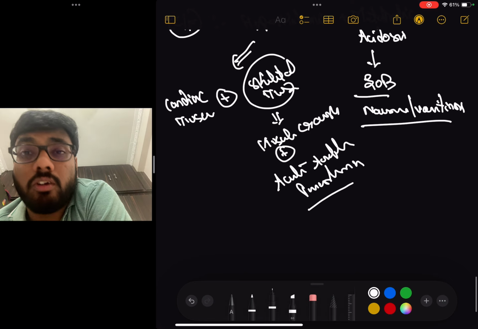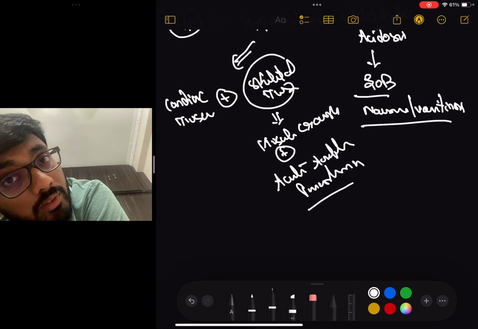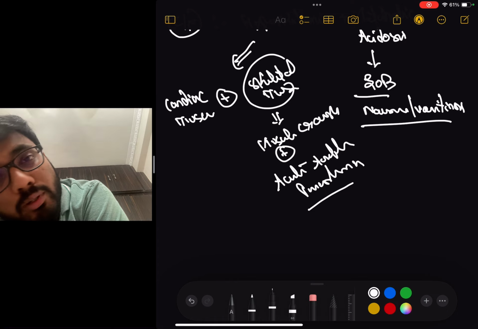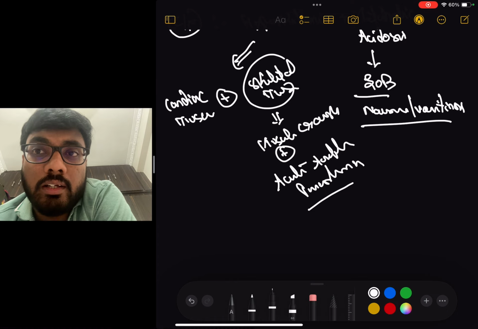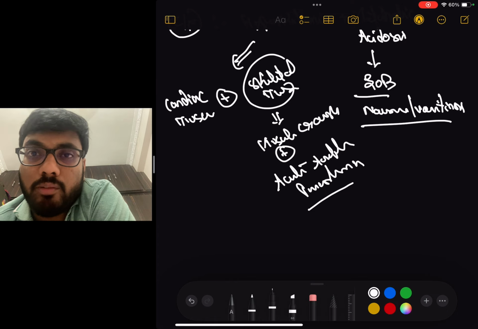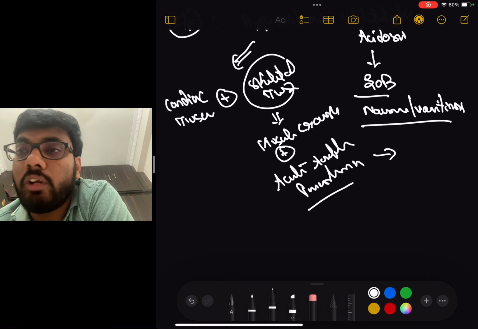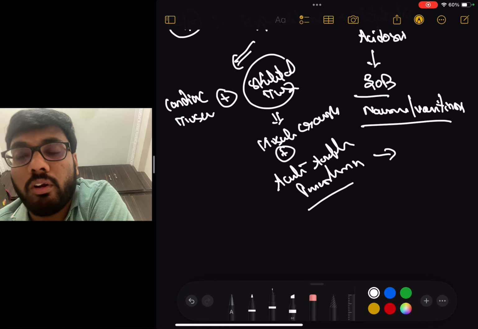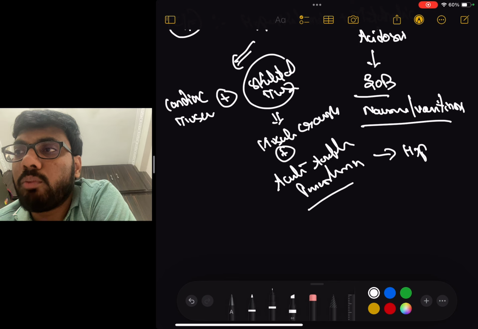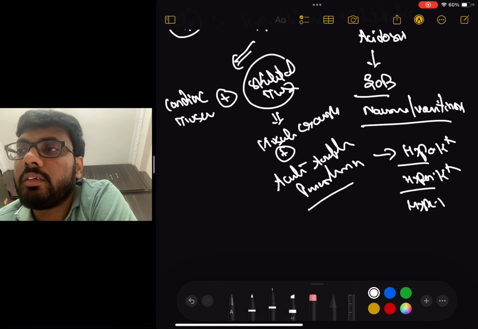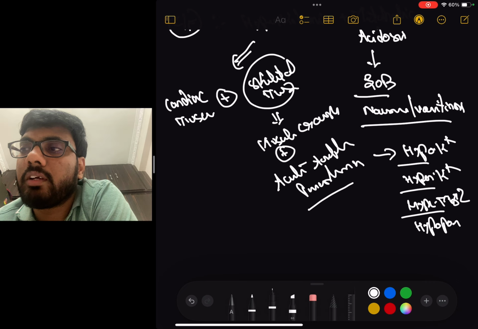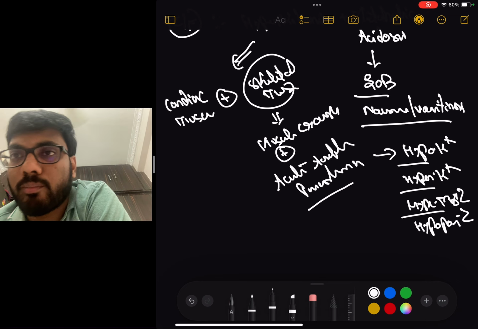Different electrolyte imbalances can cause acute areflexic paraplegia. One is hypokalemia, another is hyperkalemia, hypophosphatemia, and hypermagnesemia. If you want, you can write: acute areflexic paraplegia, differential diagnosis, electrolyte imbalance: hypokalemia, hyperkalemia, hypermagnesemia, and hypophosphatemia.